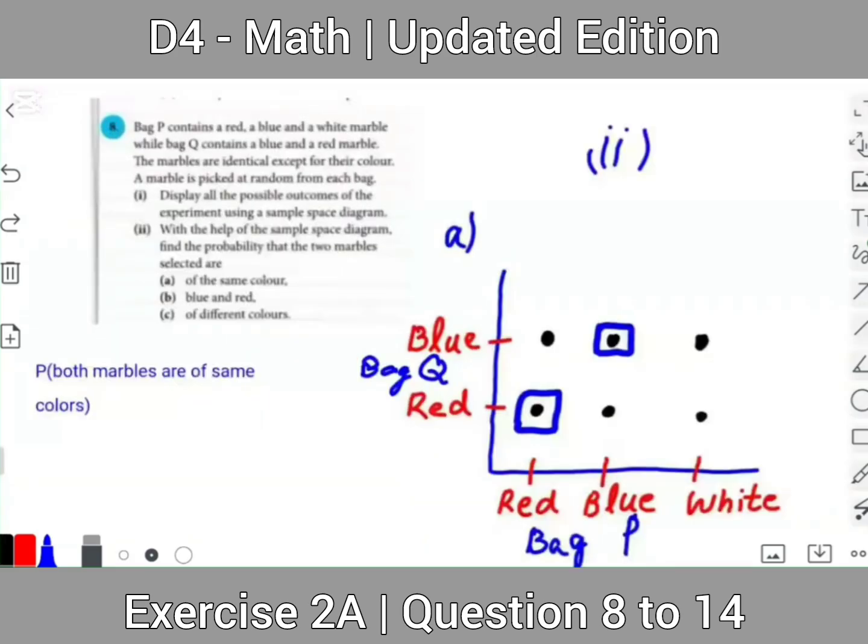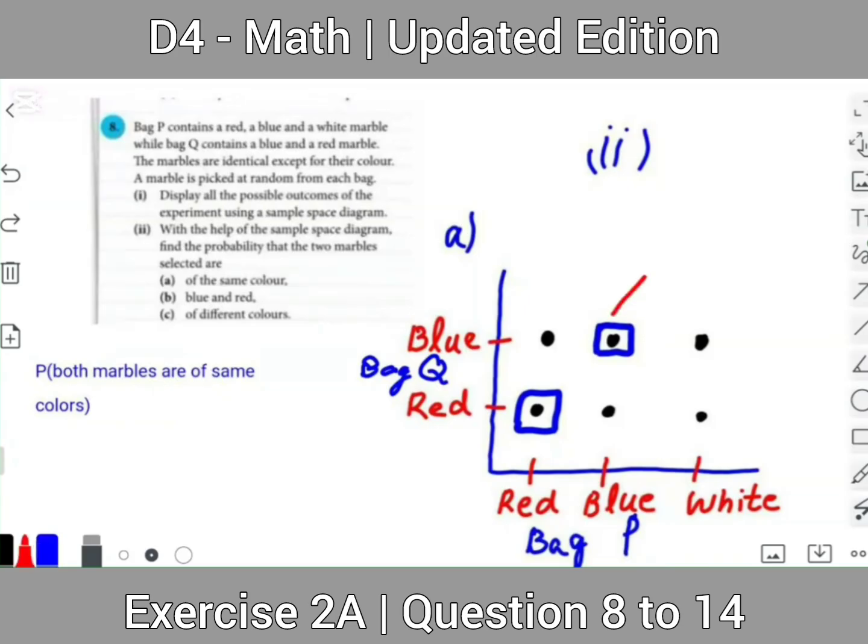Part 2, Part A. With the help of the sample space diagram, find the probability that the two marbles selected are of the same color. So for this, we have already drawn the sample space diagram for all the possible outcomes. So we just have to identify the outcomes that show both marbles are of the same color. So we will highlight those ordered pairs or outcomes with squares.